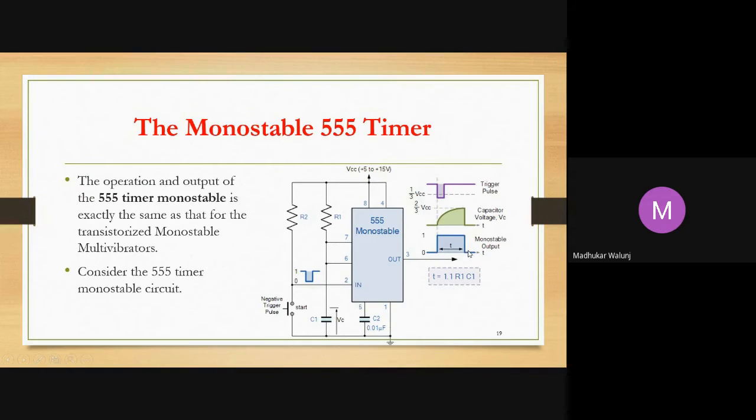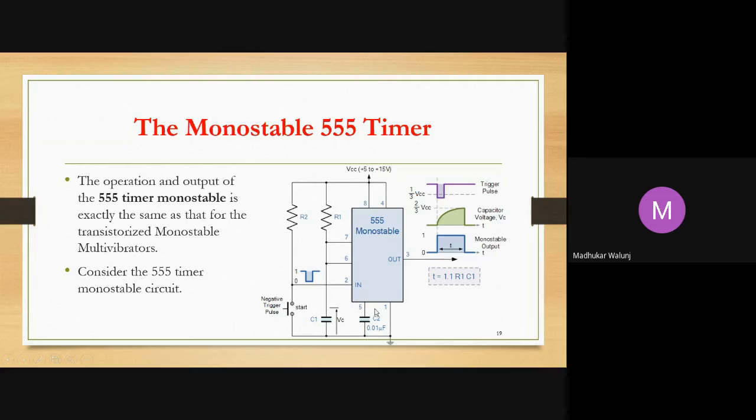The pulse width of the monostable output depends solely on R1 and C1. The values of R1 and C1 lead to the timing, or the pulse width, of the monostable output, and it has the formula T = 1.1 × R1 × C1. We are not going to derive how the formula comes about, but we are going to take the formula directly.